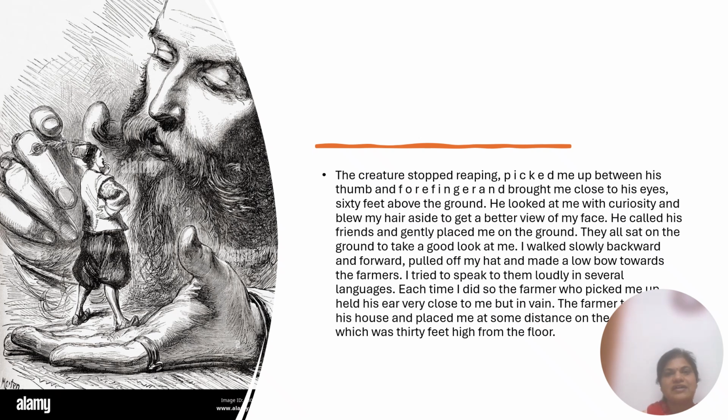He called his friends and gently placed him on the ground. They all sat on the ground to take a good look at him. He walked slowly backward and forward, pulled off his hat and made a low bow towards the farmers. So he was scared. He tried to speak to them loudly in several languages. Each time he did so, the farmer who picked him up held his ear very close to him, but in vain. They were not able to hear him. The farmer took him to his house and placed him at some distance on the dining table, which was 30 feet high from the floor.